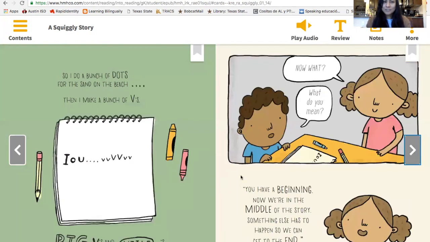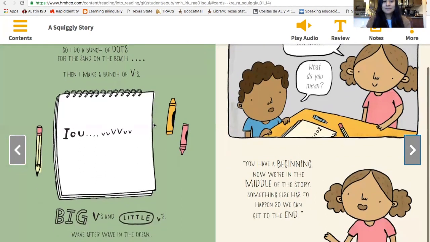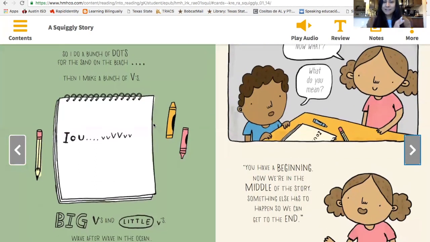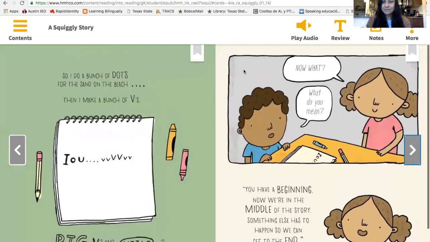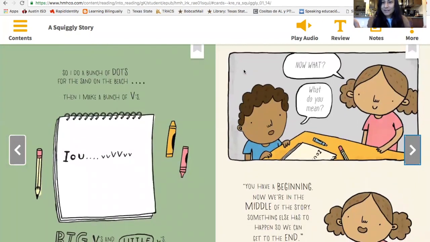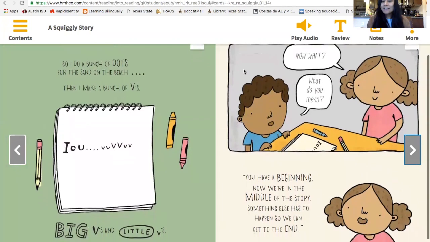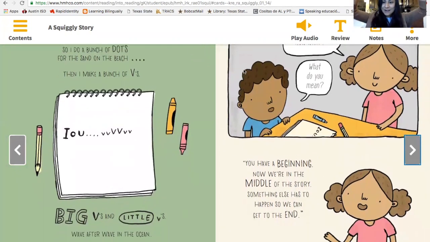So I do a bunch of dots for the sand on the beach. Then I make a bunch of V's, big V's and little V's. Wave after wave in the ocean. Now what? What do you mean? You have a beginning. Now we're in the middle of the story. Something else has to happen so we can get to the end.